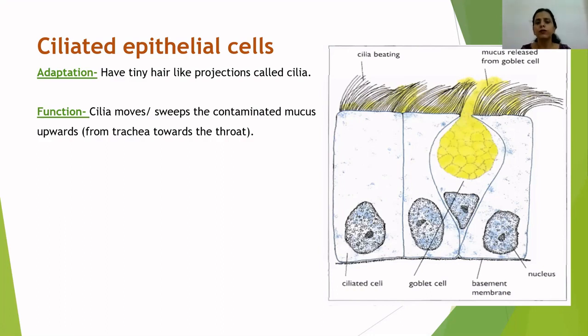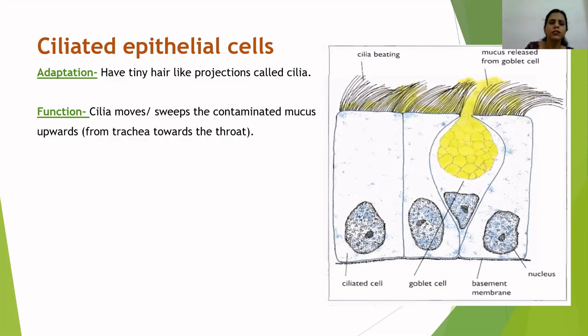It goes to our esophagus, and from the esophagus it goes to the stomach. Inside the stomach, hydrochloric acid is released, right? We cannot say the acid digests it, but the acid completely destroys this mucus and the pathogens present in the mucus. So this is the function of ciliated epithelial cells.